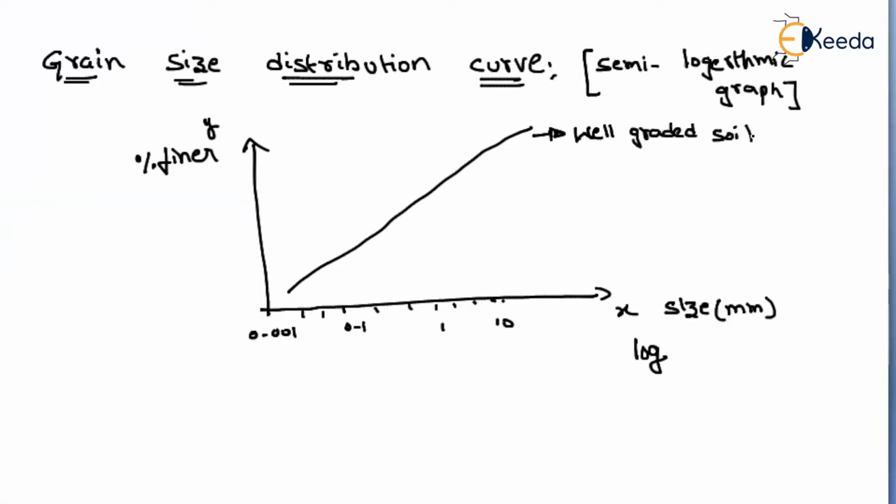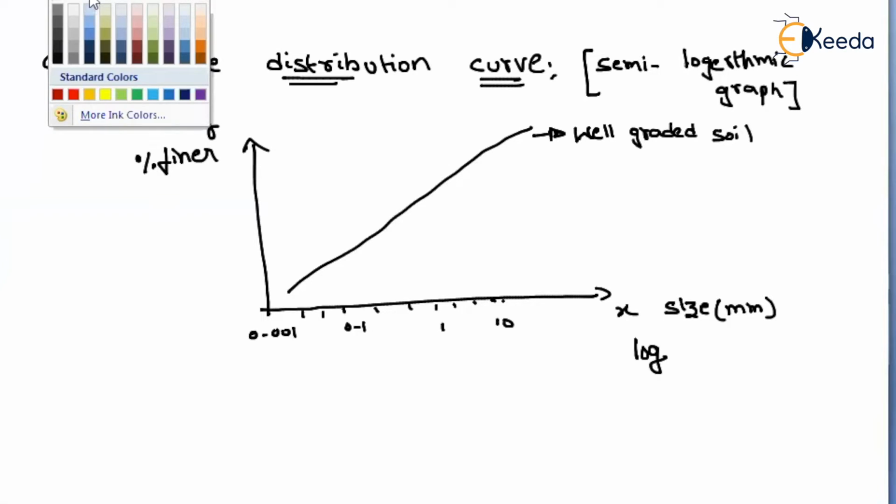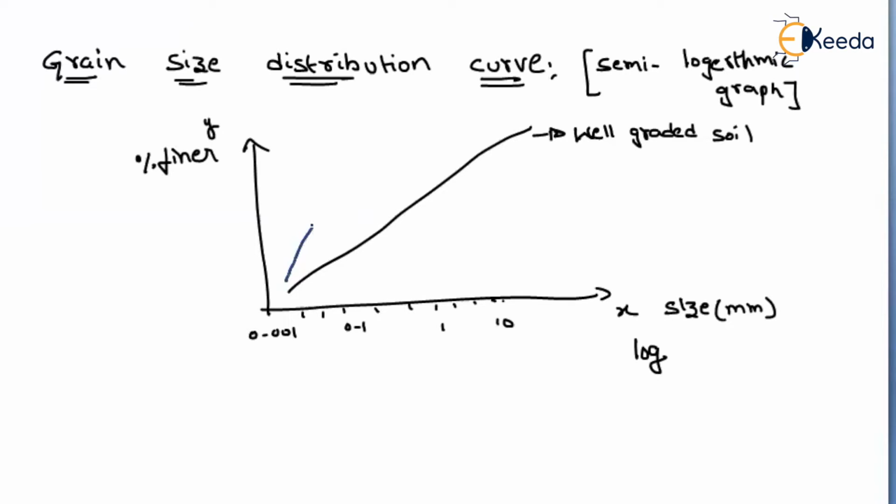Similarly, suppose I have a soil type like this. What is meant here? Suppose you see this portion, in between this portion there is no soil present. The soil is present up to here, and then it starts from here to here, but in between there is no soil present. As some of the particles are missing, that's why it is called a gap graded soil.